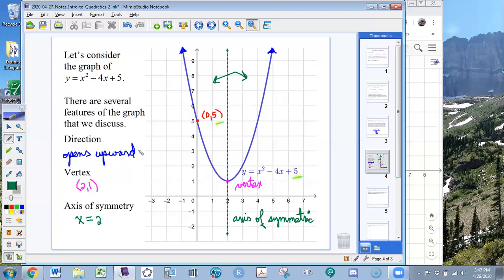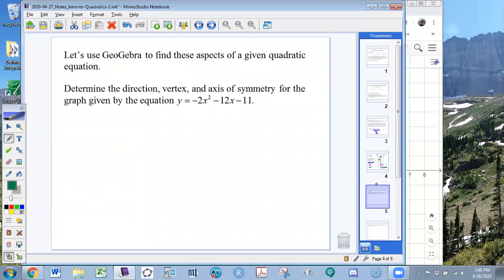So these are just some of the ideas and features about the graphs of quadratic equations, and we want to practice a little now doing that for ourselves.